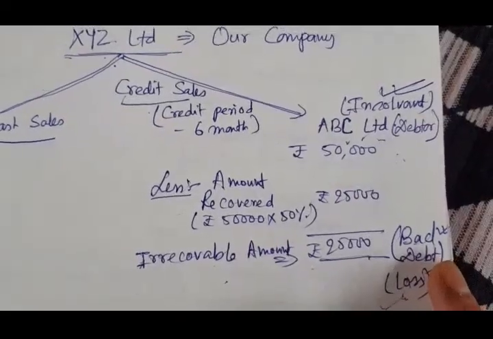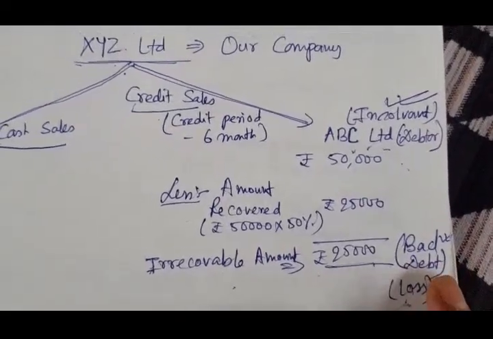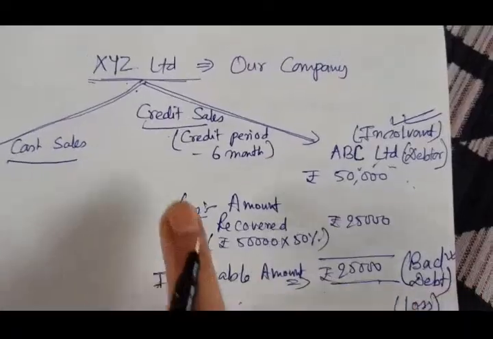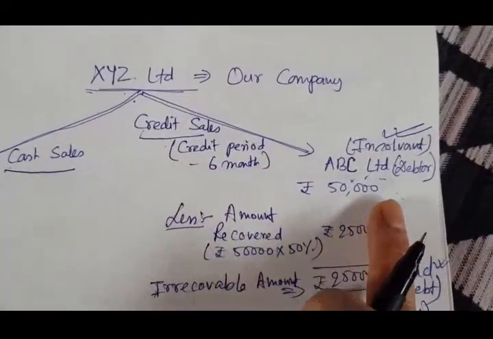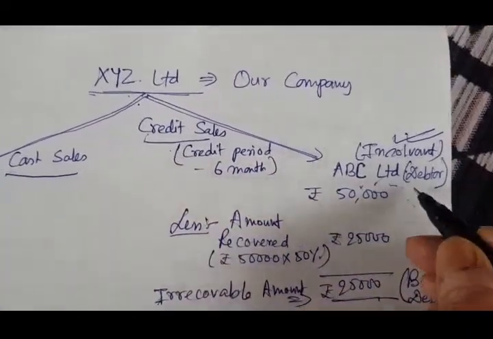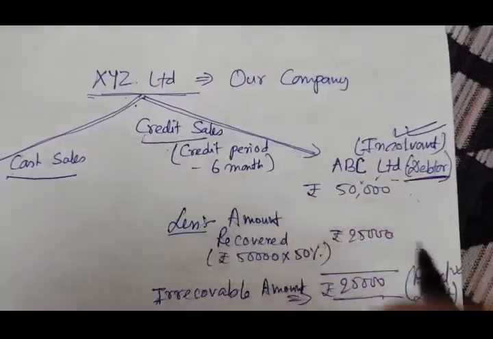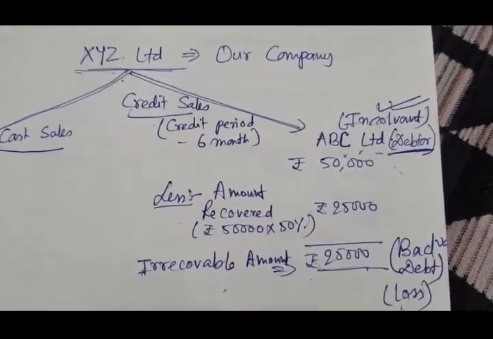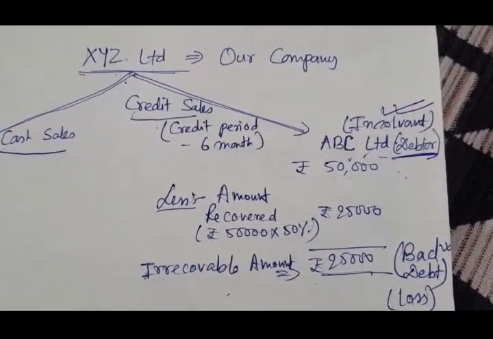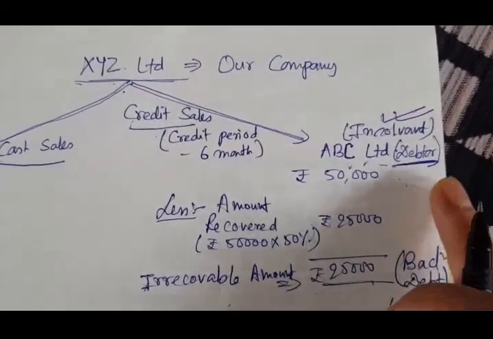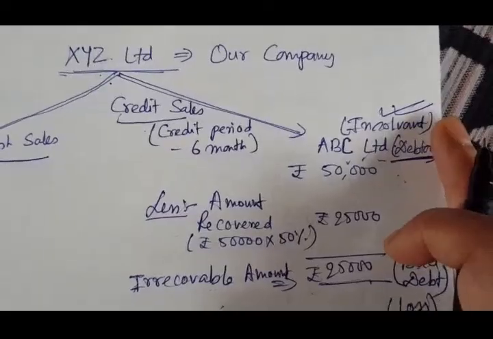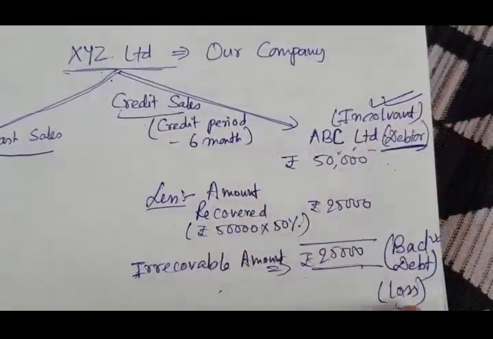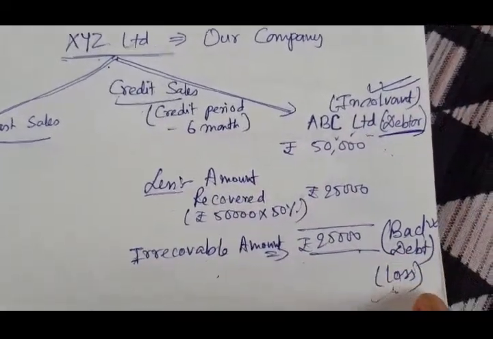And always remember one thing. When it's a credit sale, the customer to whom we are selling goods is considered to be our company's debtor. So what is a bad debt? When we are not getting any money from a debtor because of insolvency, it is called bad debt, which is the loss of the company.